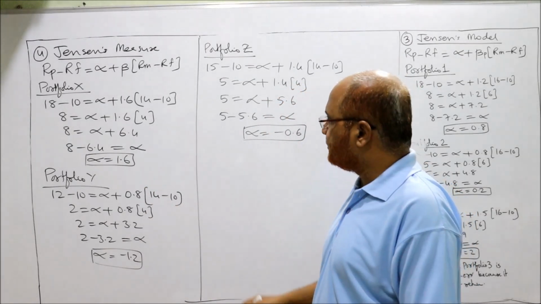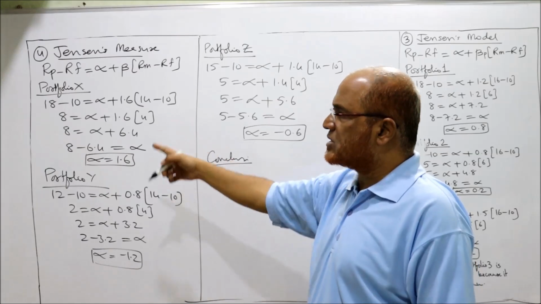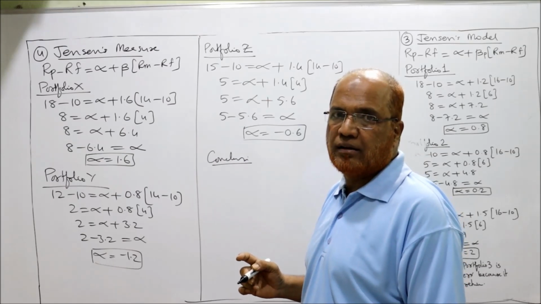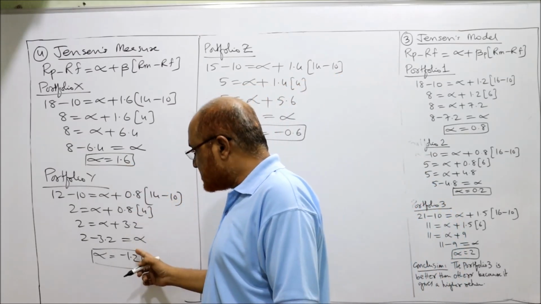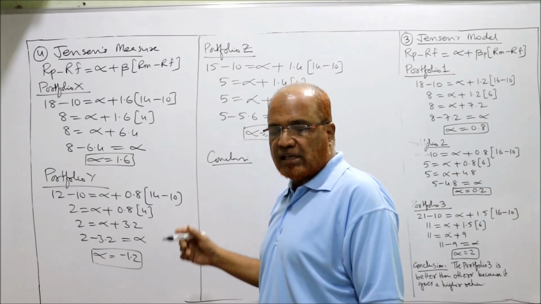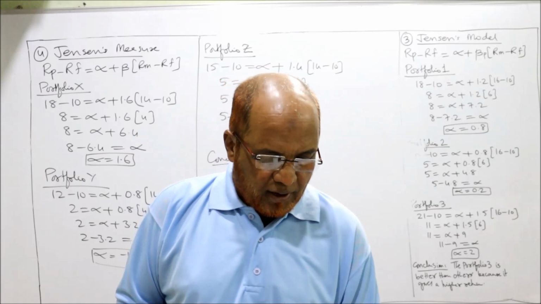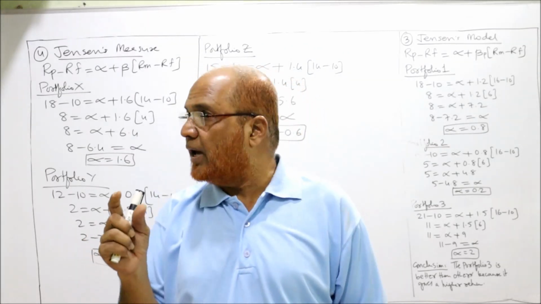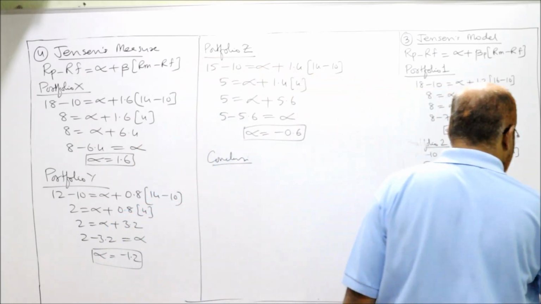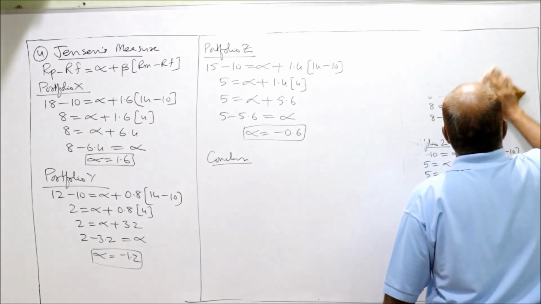So comparatively, the conclusion: which portfolio is better, X, Y or Z? Whichever portfolio has the higher alpha value, that is better. Here positive 1.6, here negative minus 1.2, here minus 0.6. So portfolio X is better. So you should write: according to Jensen's measure, portfolio X is better since it has a positive alpha of 1.6. That is the conclusion you have to give.